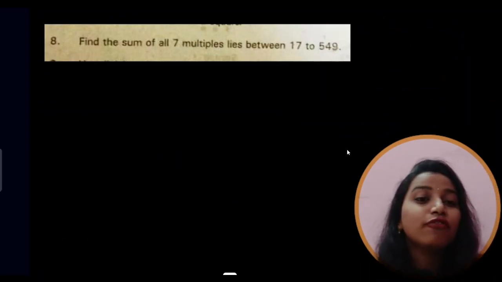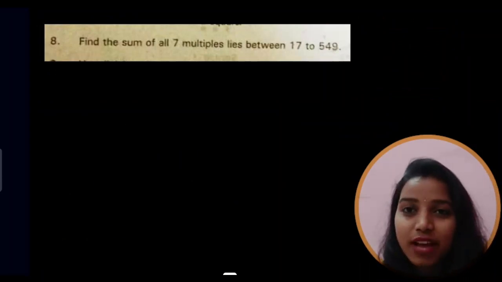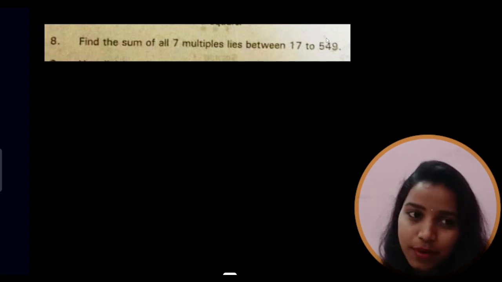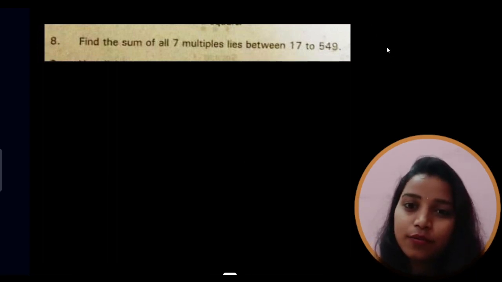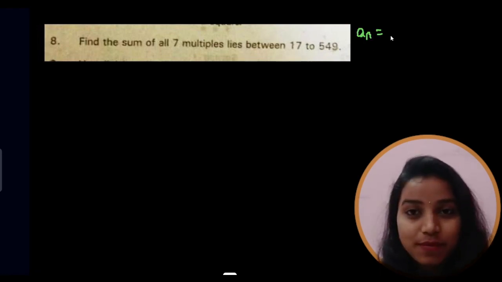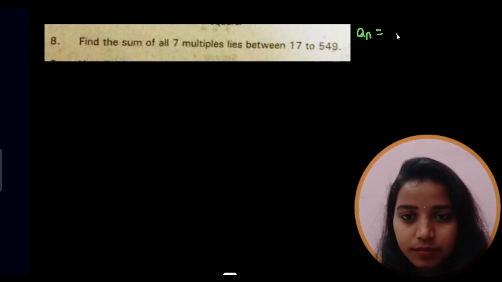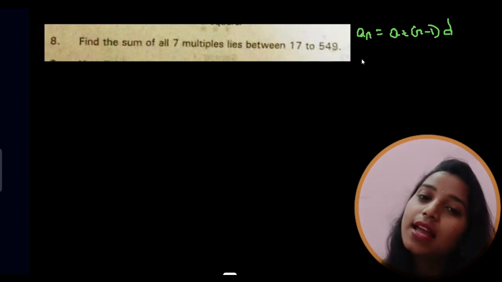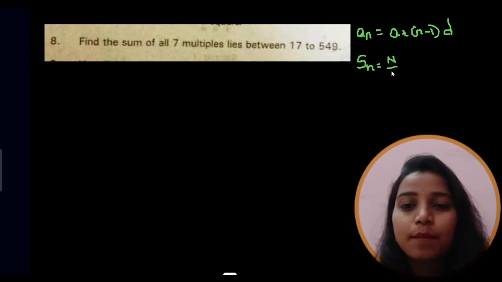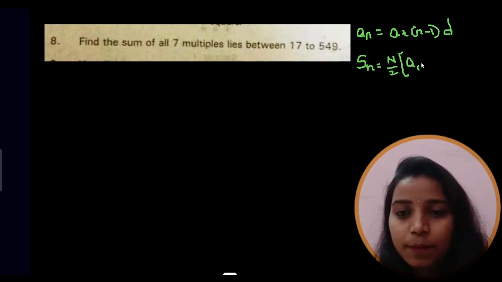And find the sum of all multiples of 7 between 17 and 549. So here what concept we need to use? Arithmetic progression, AP. Before starting the question, I would like to give you the formula. The nth term is a plus n minus 1 into d, and one more formula, Sn, sum of n numbers, that is equal to n by 2 into a1 plus an.